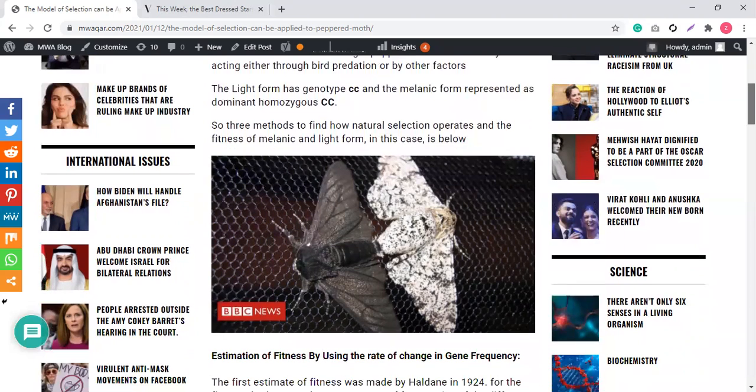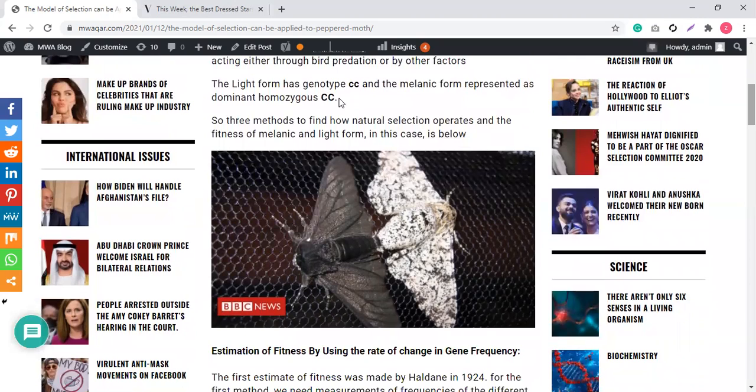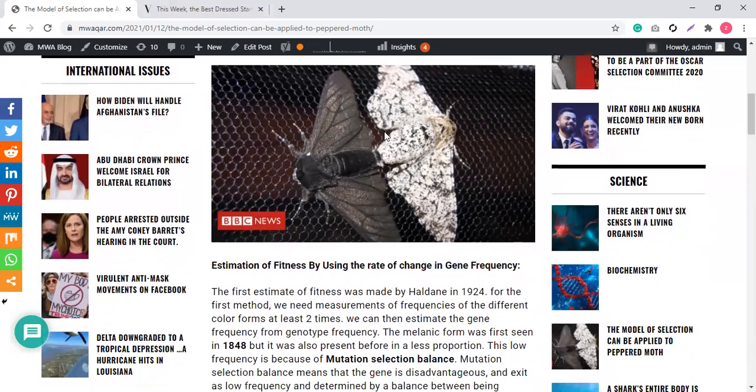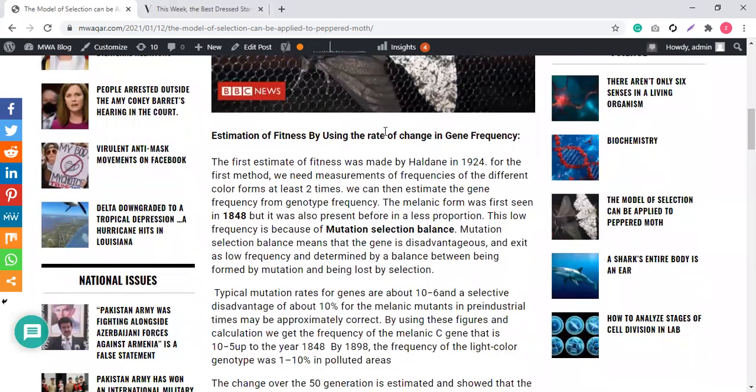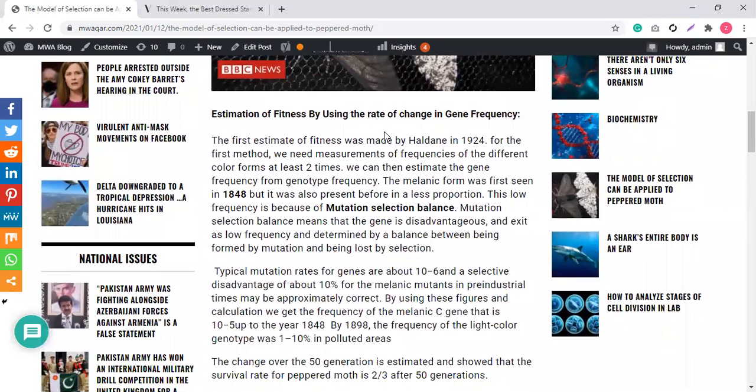Now, the light form has a genotype that is homozygous recessive, and the melanic form is represented as homozygous dominant, that is capital C, capital C. So there are three methods to find how natural selection operates and the fitness of the melanic and light forms in this case. Now we see the first method, estimation of fitness by using the rate of change in gene frequency.